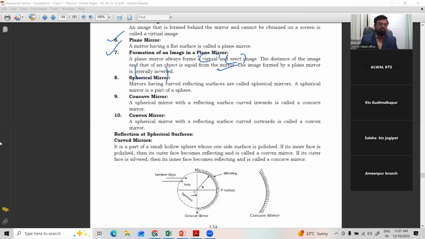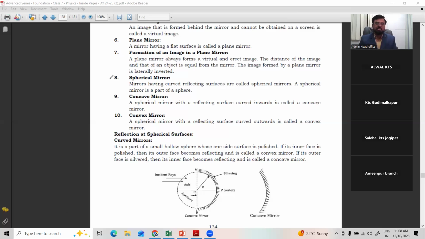Okay. So such kinds of characteristics are there for the plane mirror. A plane mirror has a flat surface. A mirror having a flat and smooth surface. The backside of that is coated with some material to make the object visible. That is different. And the distance of the image and the distance of the object is the same from the mirror. The same color, same height. Only one thing is that the image formed is laterally inverted. What is laterally inverted? Means left looks right, right looks left.